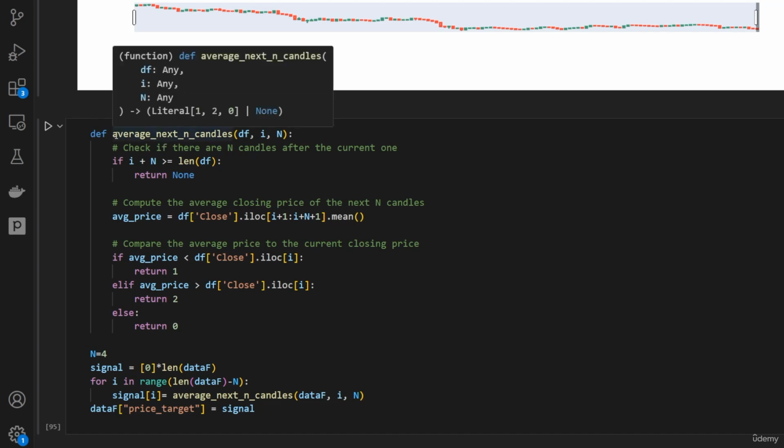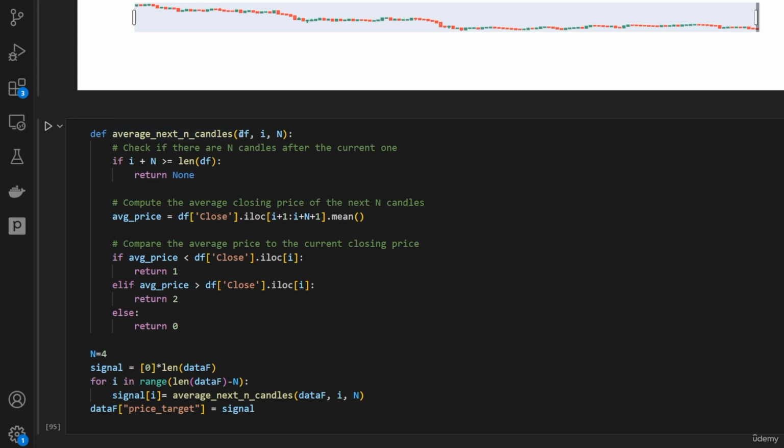So we're going to define a new function called average_next_n_candles that takes three parameters: the data frame, parameter i, and then n, the number of future candles. We're going to check if there are n candles after the current one. So if i plus n is greater than or equal to the length of the data frame, then we return None, because we don't have any future candles. We've already reached the end of the data frame.